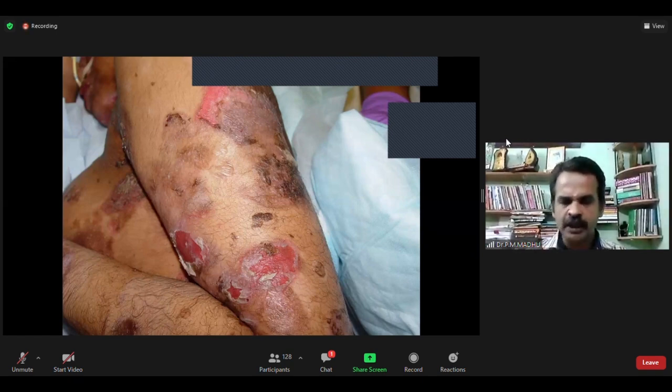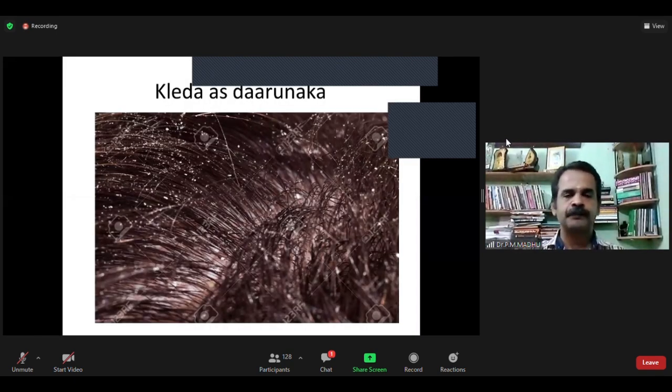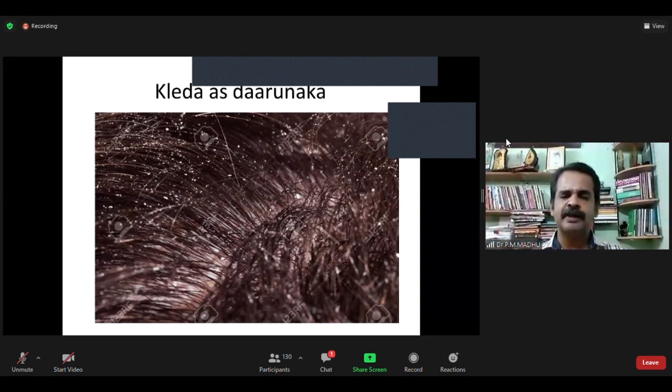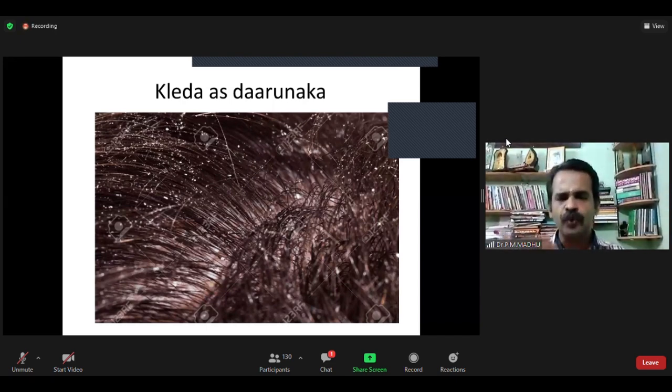Then only we can move for the other drugs. In cases of Darunaga, as you see, these are very common cases. In case of Darunaga, you should identify the presence of kleda at the level of tok. The kleda is the very relevant factor in these cases.